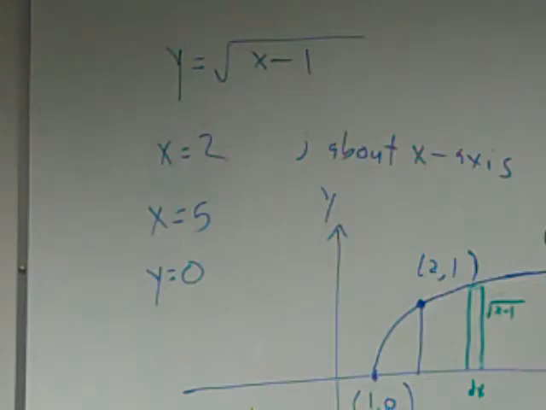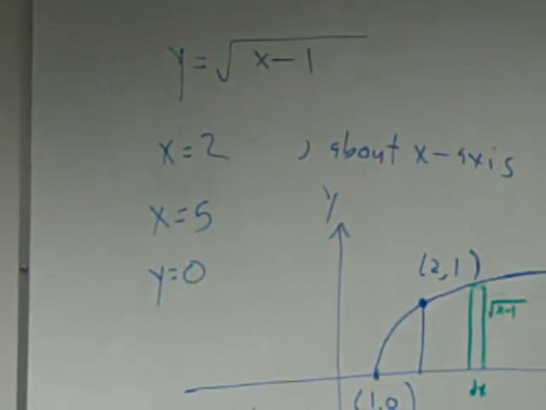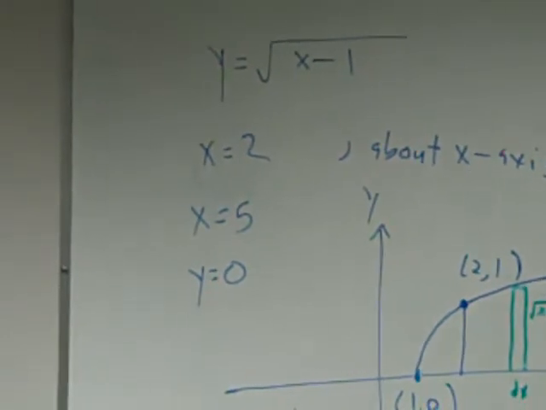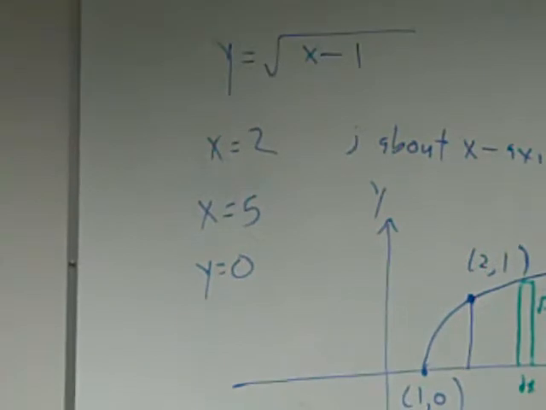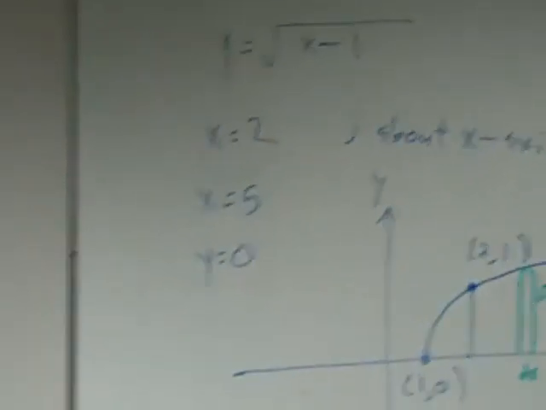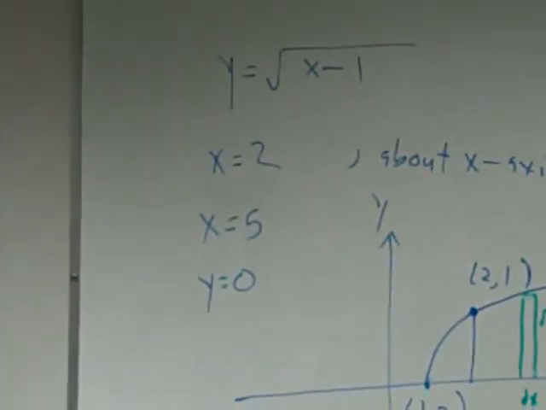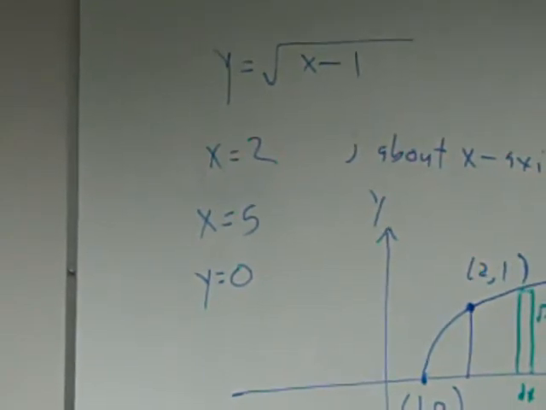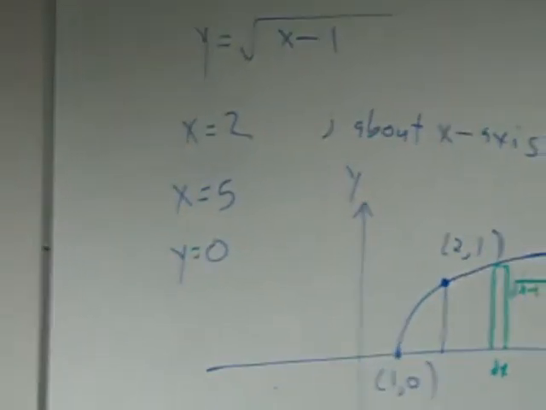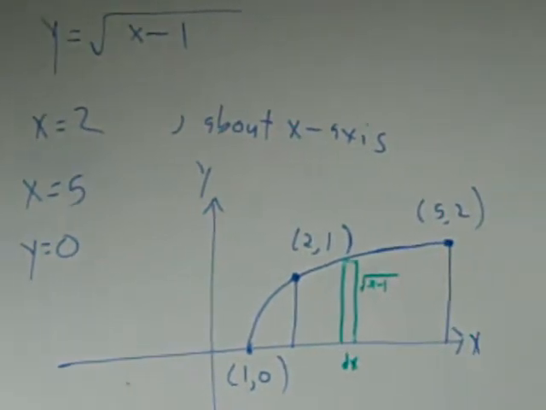So now let's look at this. To get a region, we need to set bounds on it. So here are our boundary functions: y equals radical x minus 1, x equals 2, x equals 5, and y equals 0. So that's this region where the rectangle is.